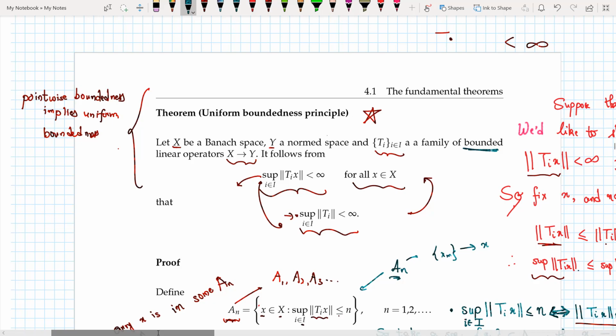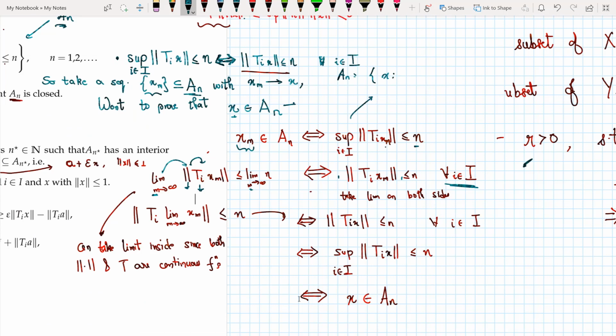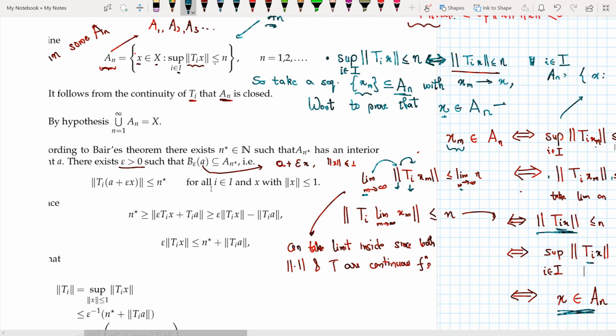So I can take that limit inside, and once I take that limit inside, I see that the limit as m tends to infinity of x_m is equal to x. So I can replace this with x, and thus norm of T_i x is less than or equal to n for each i belonging to capital I. But as soon as I do that, my problem is solved, because just this step to this step is if and only if, and this is where I make use of the definition of what it means for any x to belong to A_n. For any x belonging to A_n, this was exactly the condition it needed to prove, and thus x is in A_n.